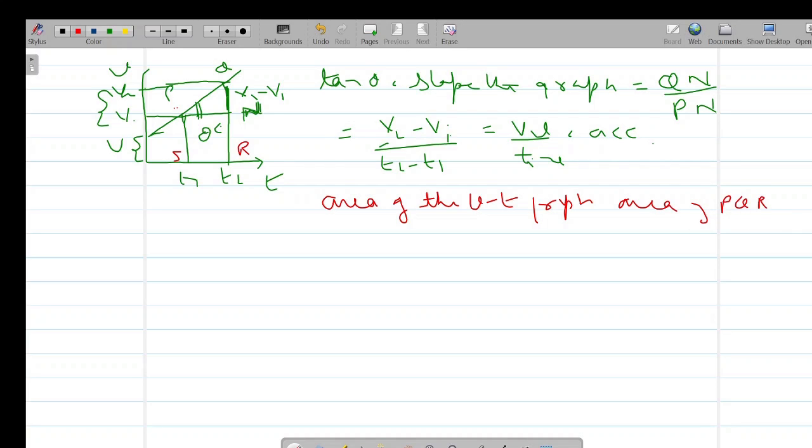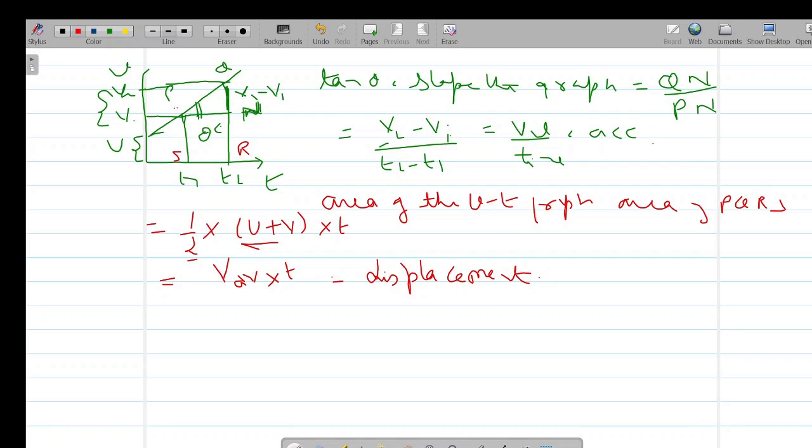PQRS, a trapezium. So what is the area of a trapezium? Half into the sum of the parallel sides. And what is the sum of the parallel sides? U plus V, into height. And what is the height? T. U plus V by 2 is nothing but V average. V average into time, so velocity into time. What is velocity into time? Displacement. So we have got that velocity into time gives you displacement.